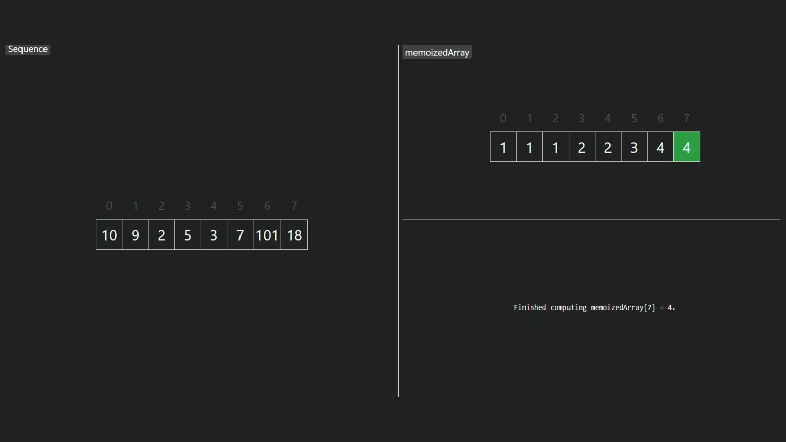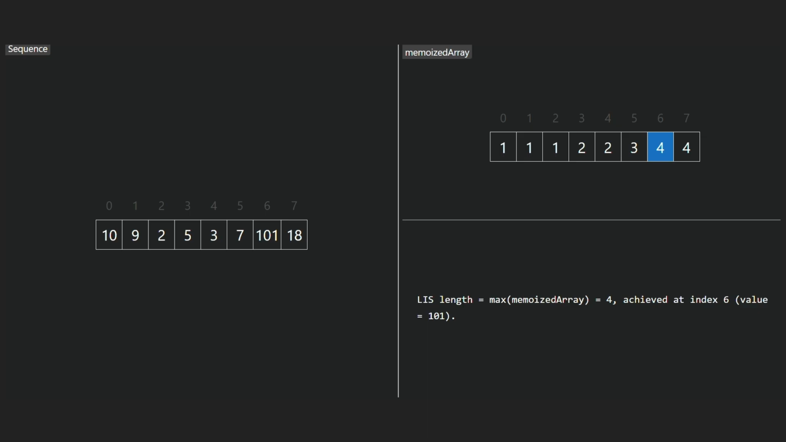Step 3. Finding the maximum LIS. Now that we've computed the memoized array, we find the maximum value in it to determine the length of the longest increasing subsequence. The visualizer highlights the maximum value in the memoized array, which is 4 at index 6, corresponding to the number 101 in the sequence. This means the LIS has a length of 4.